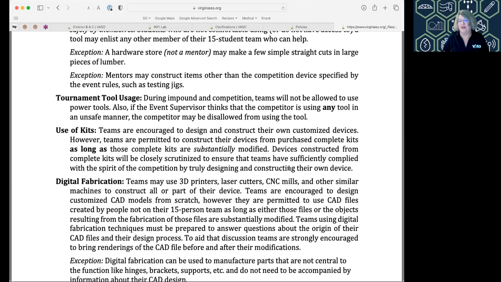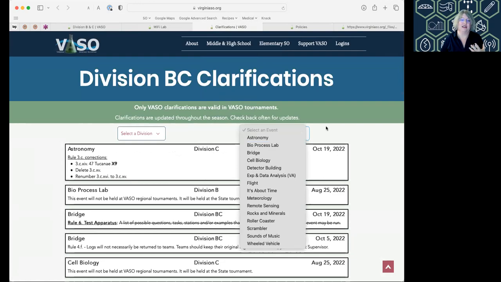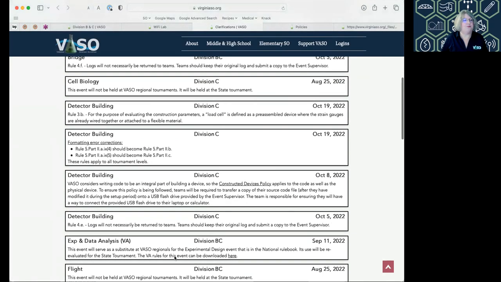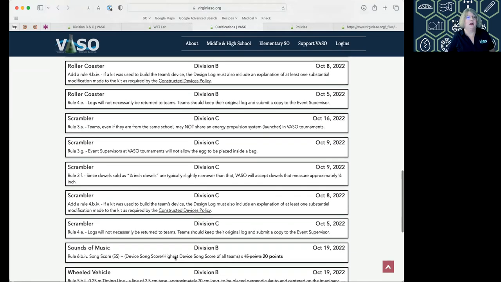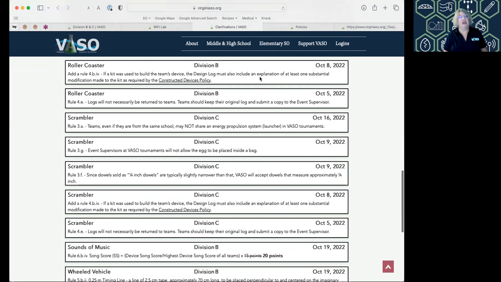All right. So if the device was made from a kit, expect the event supervisor to ask kids about what modifications they made to the kit. And in fact, we have some clarifications on this in roller coaster. I want you to see this clarification. If a kit was used to build the team's device, and there are a lot of roller coaster kits out there that are aimed specifically at Science Olympiad, the design log, remember in the rules for a build event, there's design logs. We'll look at those in a minute.